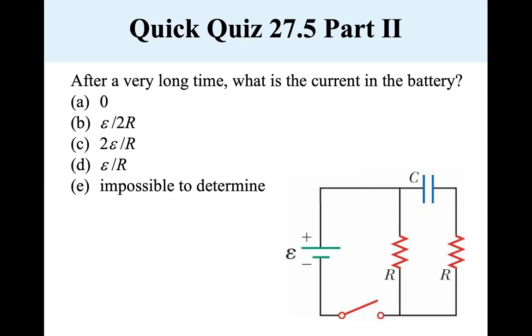Now, after a very long time, what is the current in the battery? Well, after a very long time, many time constants, this becomes an open circuit. So this is no longer in the circuit. It's just E divided by R, and that's the answer, because no more current is flowing in this branch on this side.